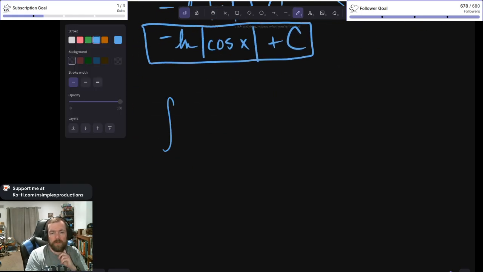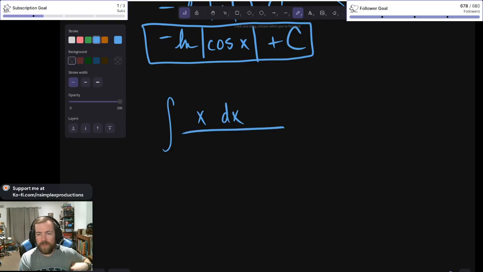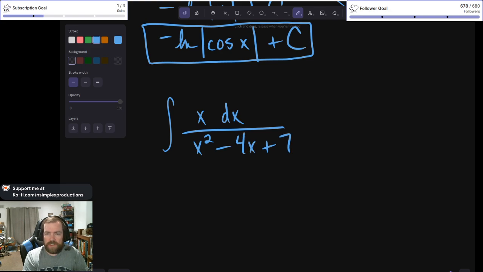All right, integral of x dx divided by x squared minus 4x plus 7. That's a terrible idea. Minus 7. Just in case.